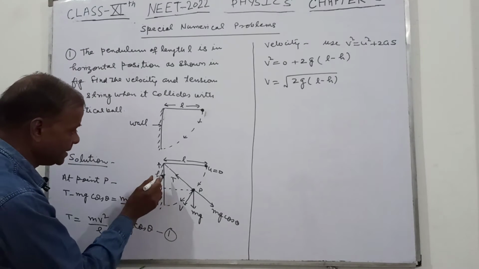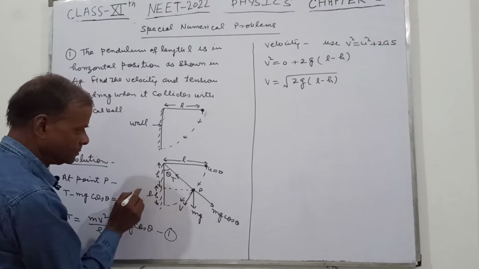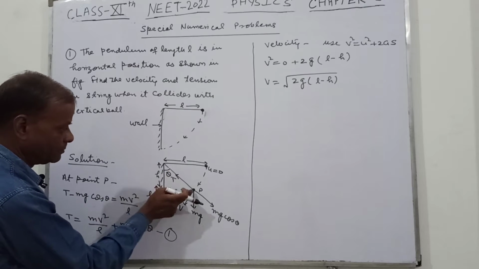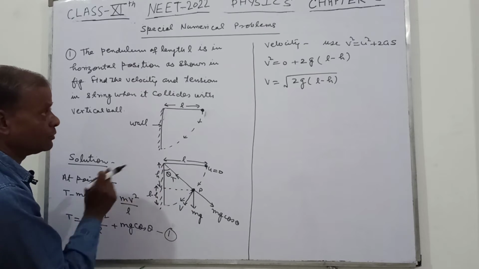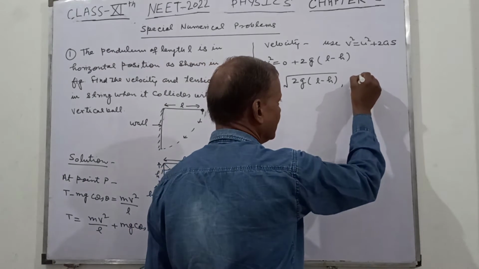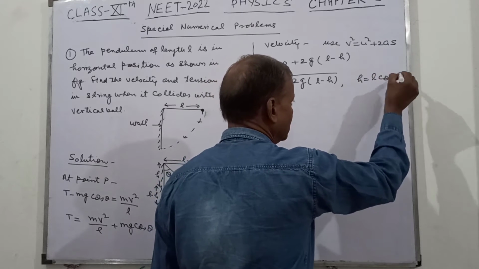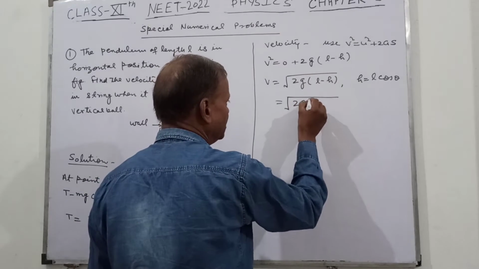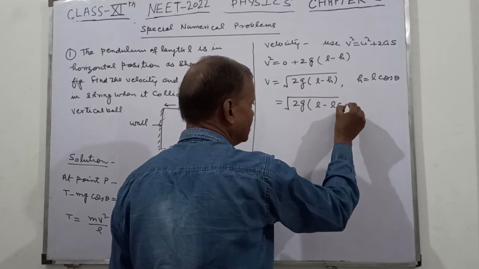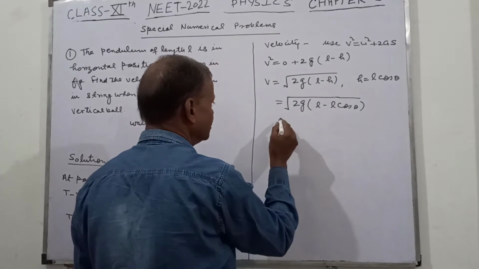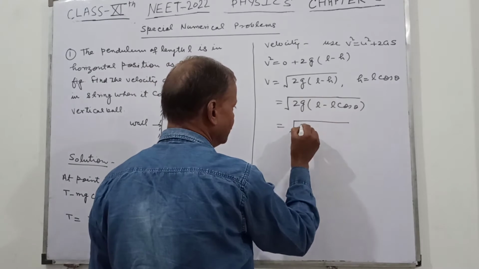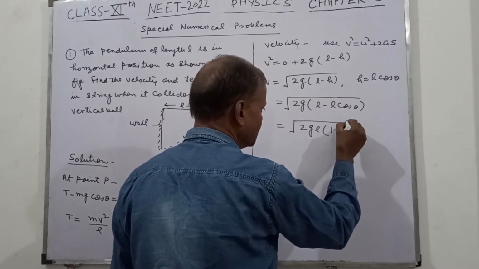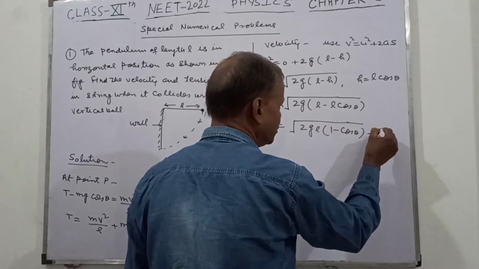This angle is theta. Then we have cos theta equals base upon hypotenuse, so h equals L cos theta. So this is square root of 2g into L minus L cos theta, which equals square root of 2gL into 1 minus cos theta. This is v. This is equation number 2.